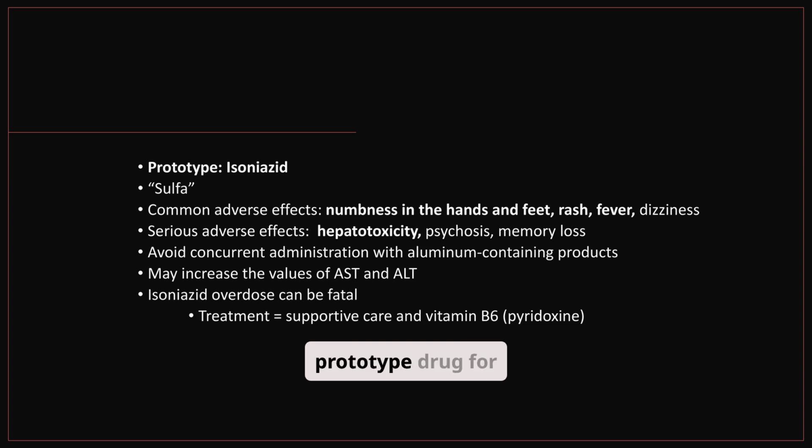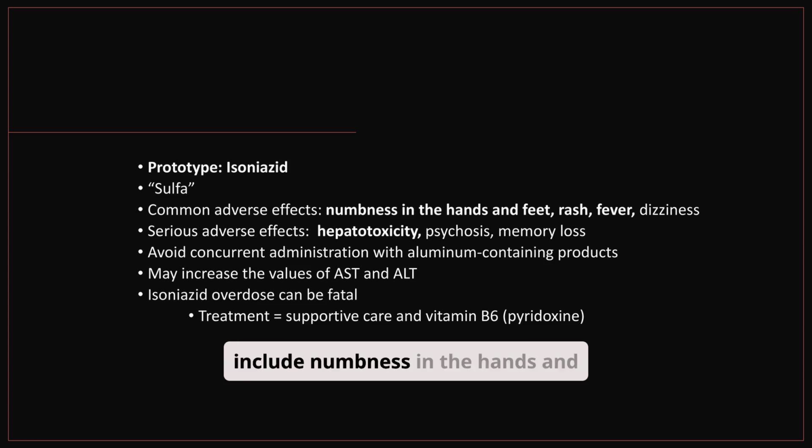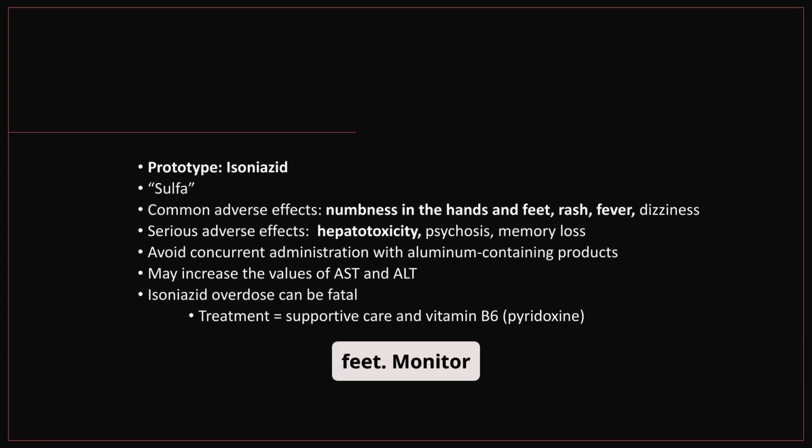Isoniazid is a prototype drug for tuberculosis. Common adverse effects include numbness in the hands and feet. Monitor for hepatotoxicity. INH can cause liver damage, so monitor ALT and AST regularly. Teach patients to avoid alcohol. Also, monitor for symptoms like fatigue, dark urine, or jaundice.